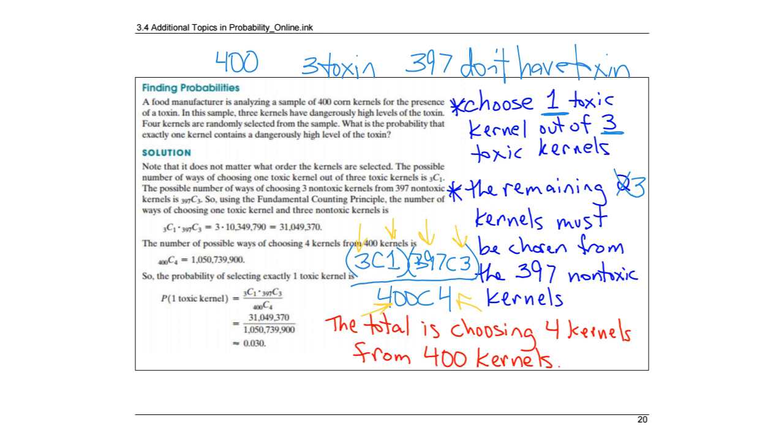All right, one more time. The total is that we're picking 4 out of 400. That one's not so bad, right? 4 kernels are randomly selected from the sample of 400. That's what's down here. But then they got picky. Of those 4, they want 1 to be out of the 3 toxic. That's my first part here. And then they want the rest, the 3, to be from the remaining that are not toxic. Then you put that in your calculator and you get 0.030.